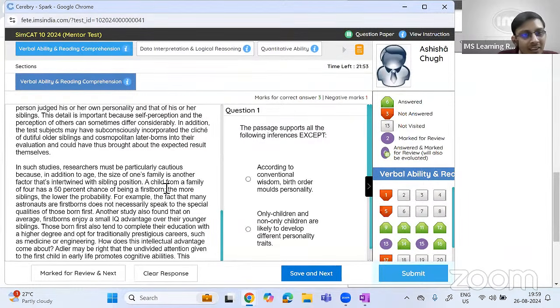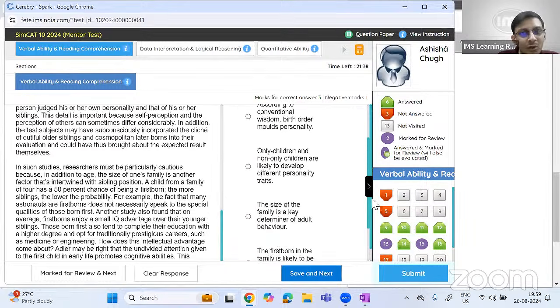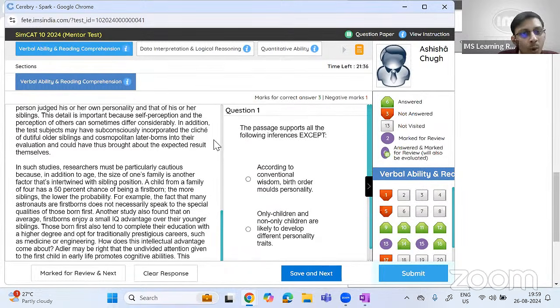Then a child from a family of four has a 50% chance of being firstborn; more siblings, lower probability. And the fact that many astronauts are firstborn does not necessarily speak to the special qualities of those born first. Seems like he is weakening the argument that being born first makes you special in some way.